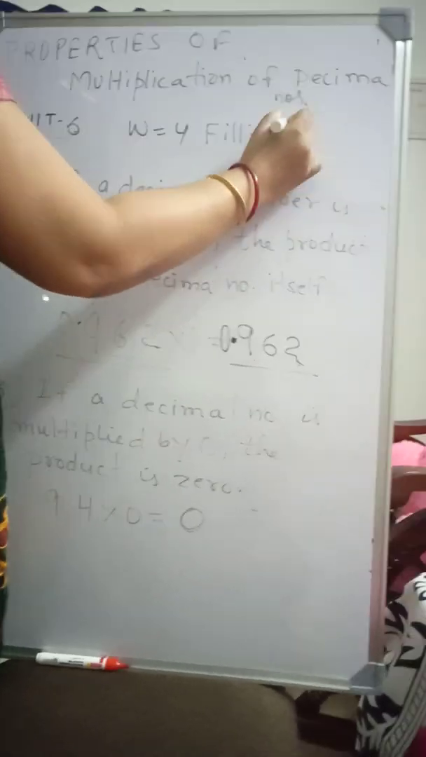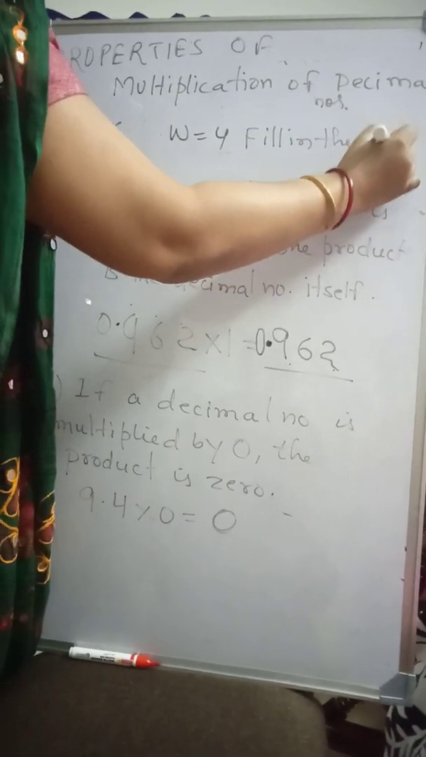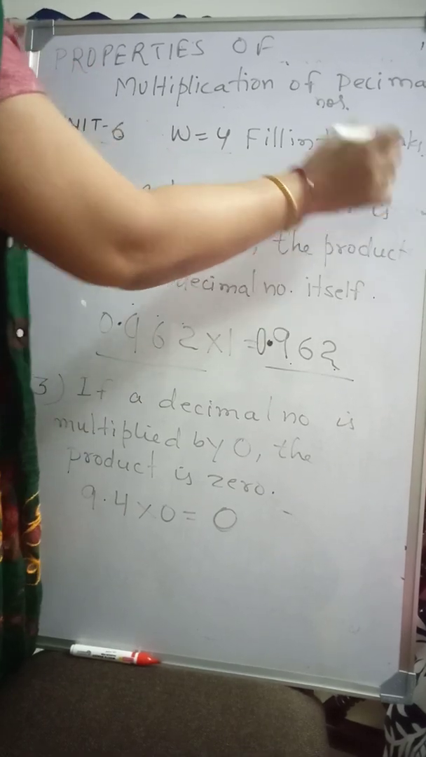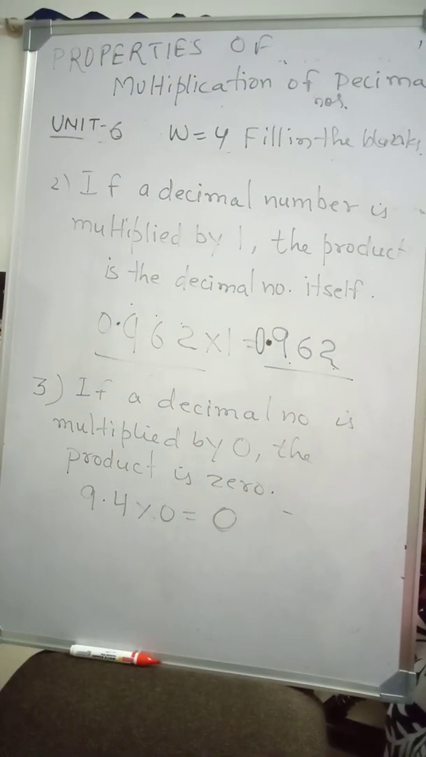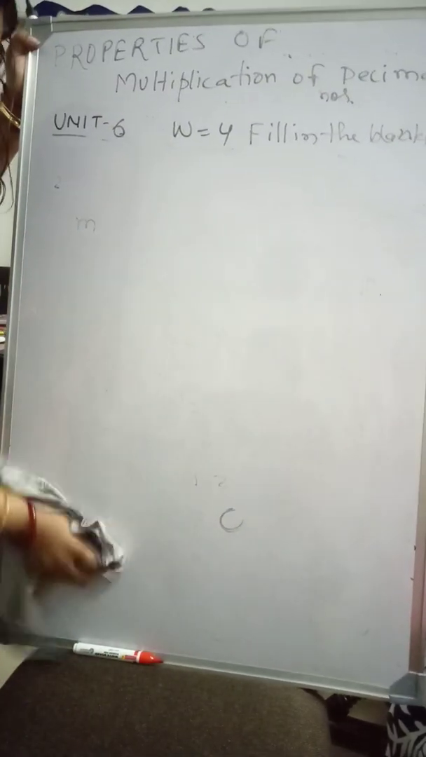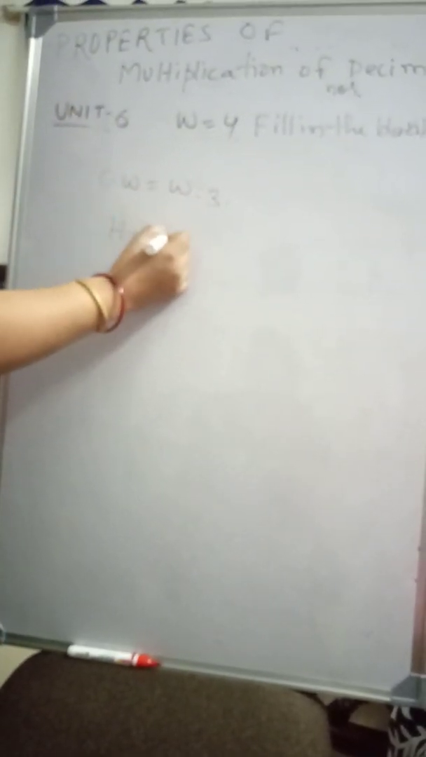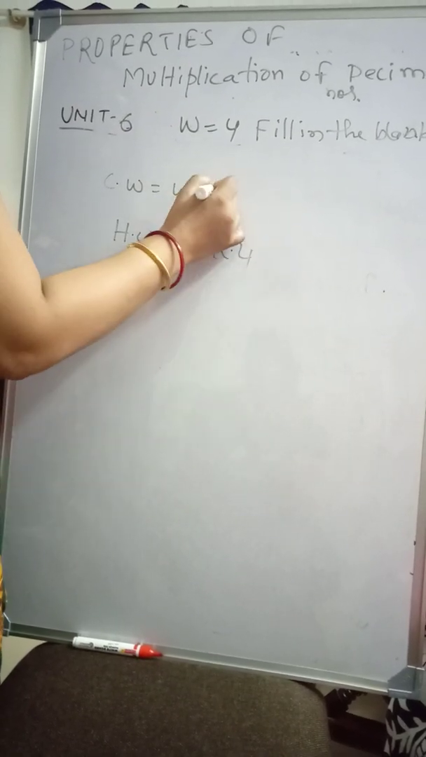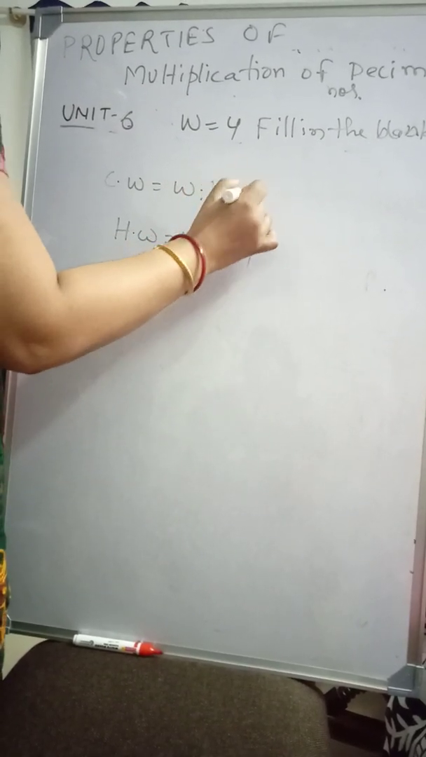Fill in the blanks. So you can do it very easily with the help of these properties. Okay. So what is your C work and H work? Your C work is worksheet number 3 and H work is worksheet number 4.